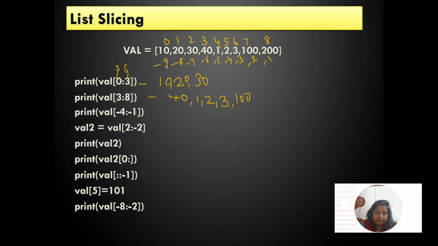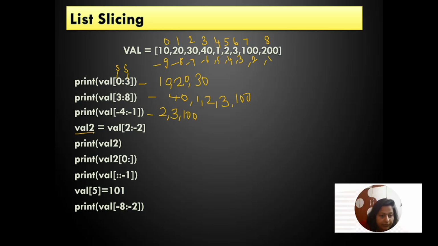Next, we are using the negative indexing. What is the negative indexing starting? Minus 4 to minus 1. So minus 1 won't be included. So minus 4, minus 3, minus 2. So what is the answer here? 2, 3 and 100. This is the answer for this question.